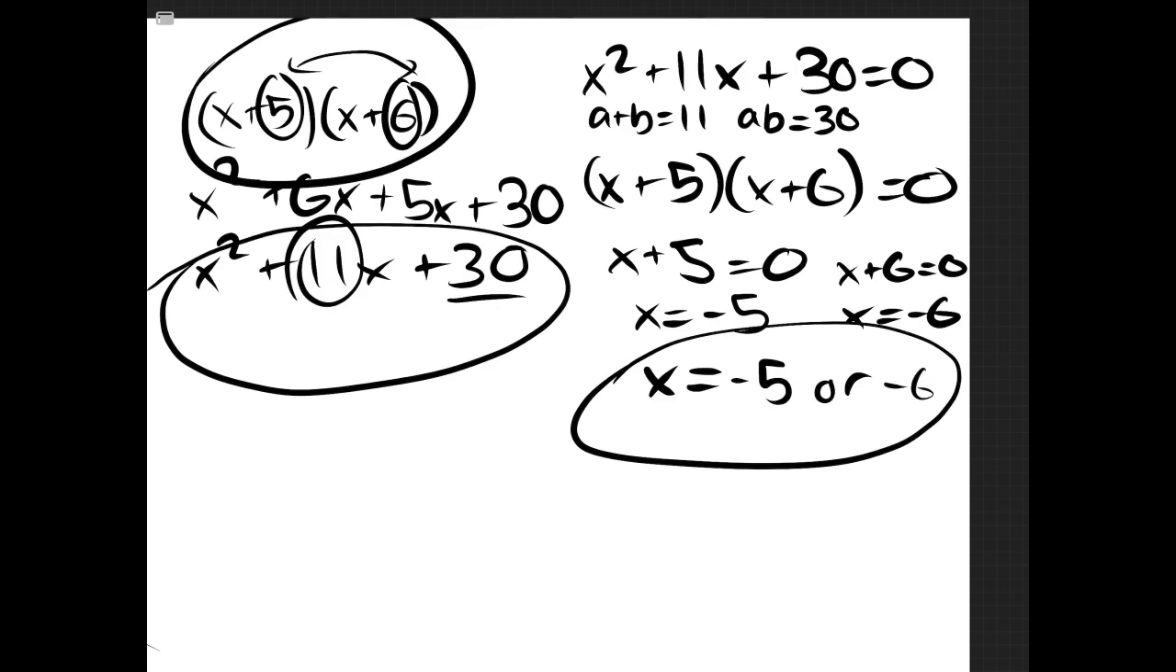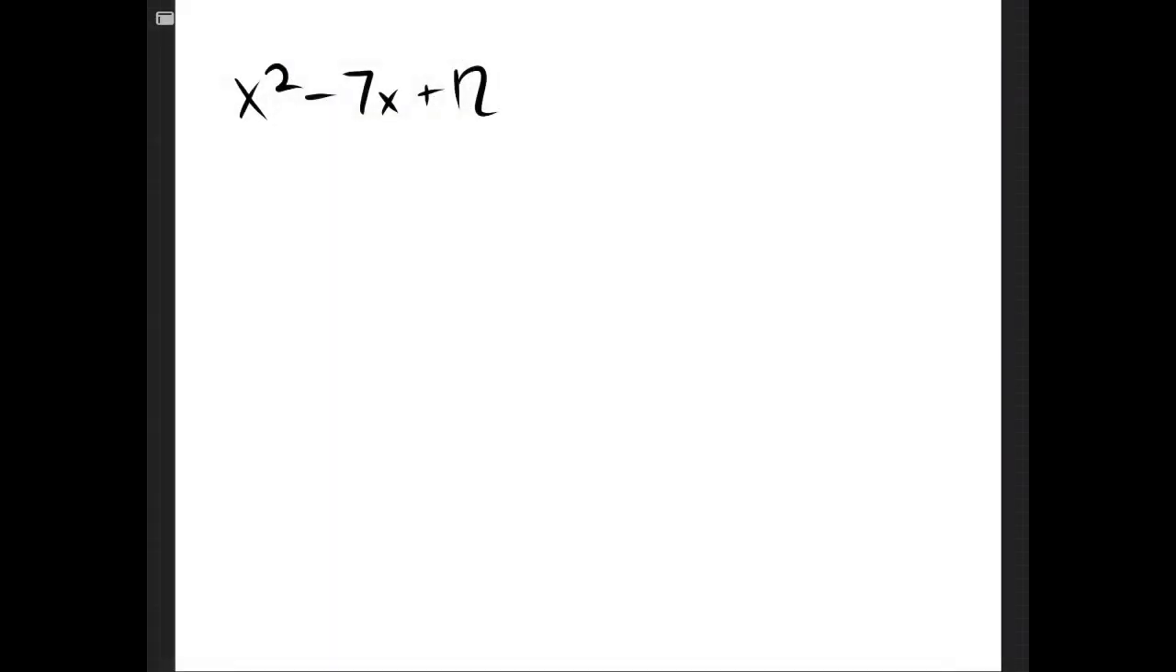So that's how this section works. Now let's go to an example of another problem like this one we have right here. The next part of this is when this number right here is negative. And the actual format for these polynomials is x squared plus bx plus c.